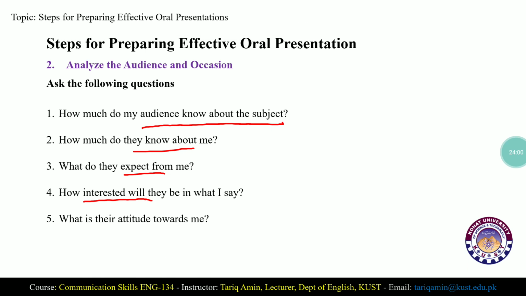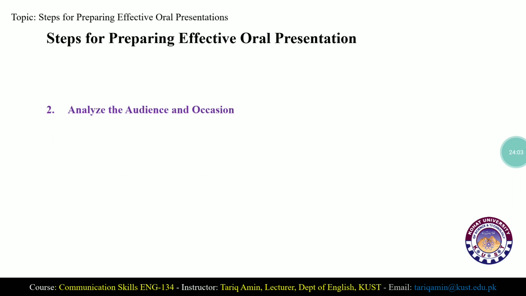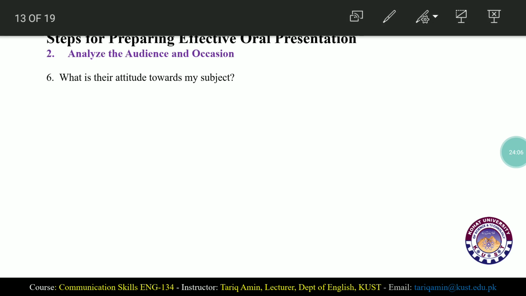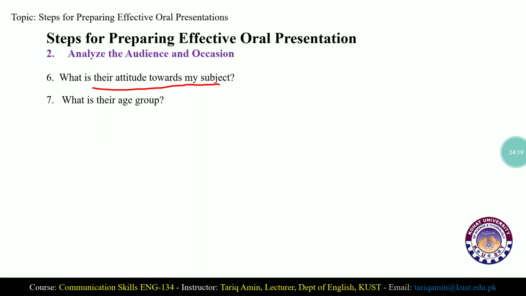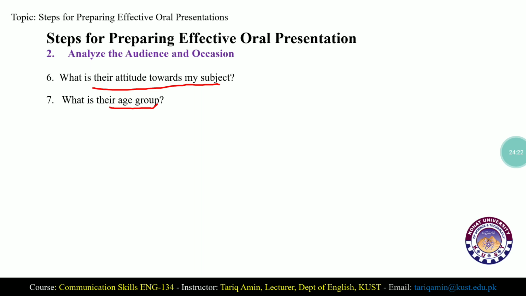What is their attitude towards me? And what is their attitude towards my subject? You should see their attitude towards you first of all, and after that you should see their attitude towards your subject as well. And what is their age group? I've discussed the same point.